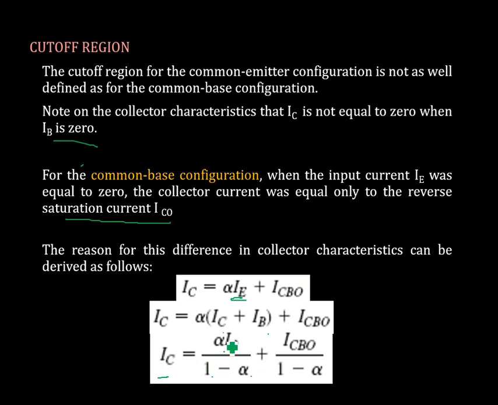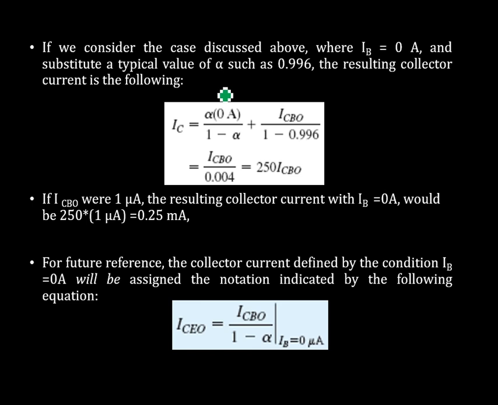Why do we need to go for IB? Because in this common emitter configuration, IC is the output current and IB is the input current, so we need a relation between these two. And this plus ICBO by 1 minus alpha. Now when IB equals 0, what happens? You substitute for IB as 0 ampere. This IC will be equal to ICBO by 1 minus alpha.